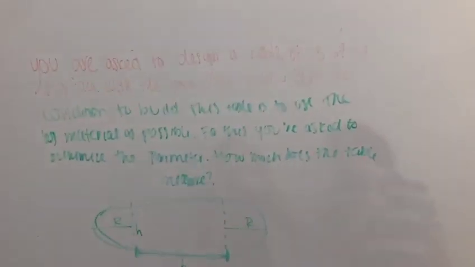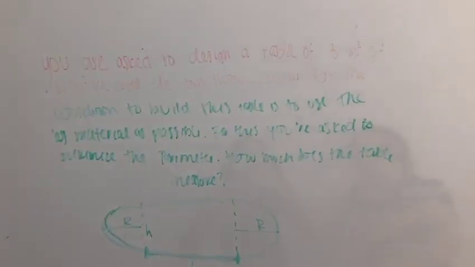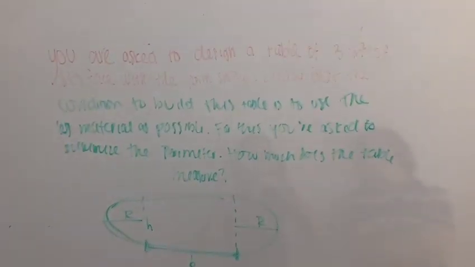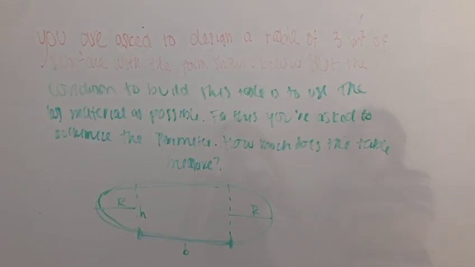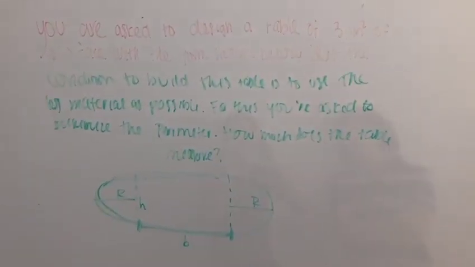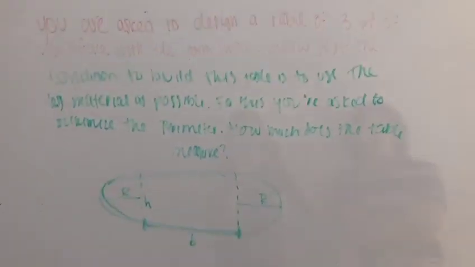Problem number 5 says, you're asked to design a table of 3 meters squared of surface with the form shown below. But the condition to build this table is to use the less material as possible. For this, you're asked to minimize the perimeter. How much does the table measure?